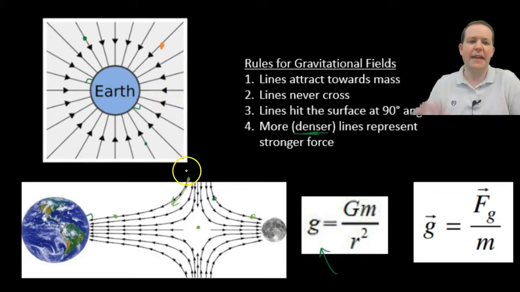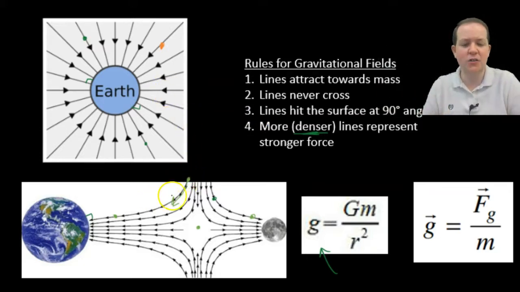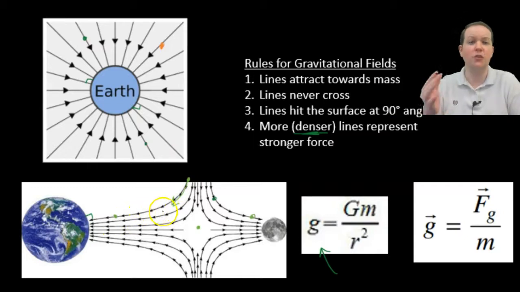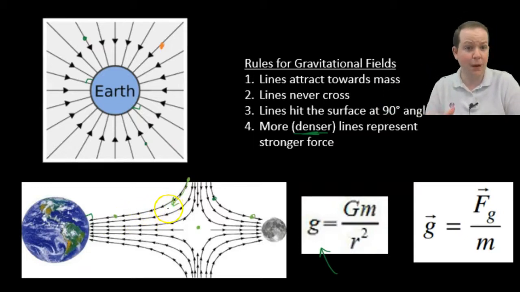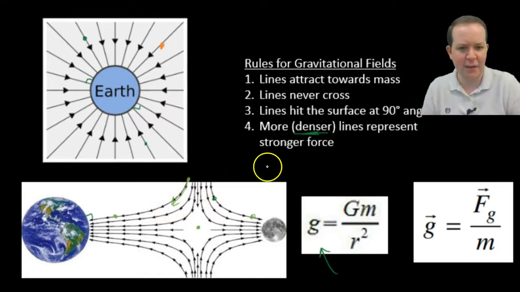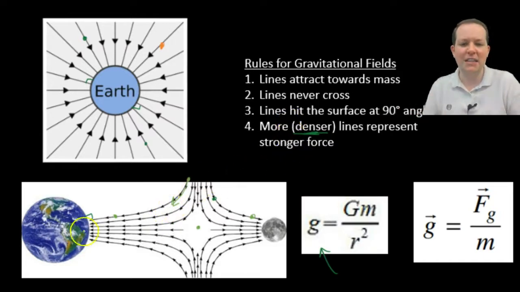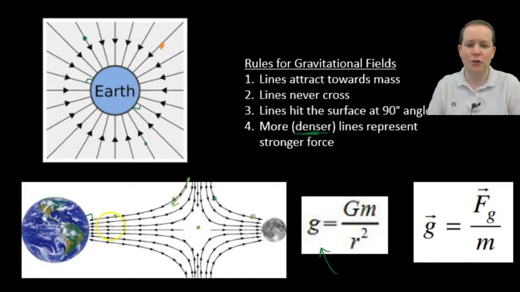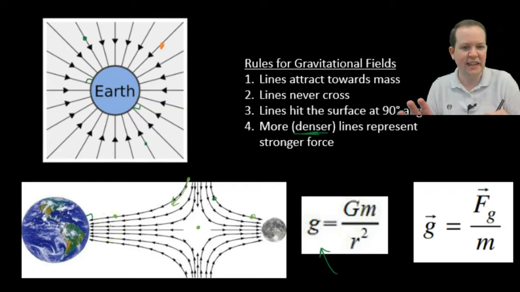Notice these lines, they act towards the mass, okay? The lines are always pointing toward the mass. It represents the direction of the force towards massive objects, right? You don't have the lines cross, because that would be a confusing way to diagram these things. Lines always hit the surface at perpendicular angles. Not super important that you memorize that, but it is how you're always going to see it, okay?